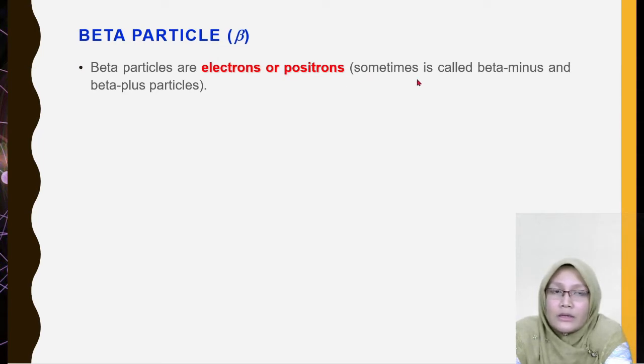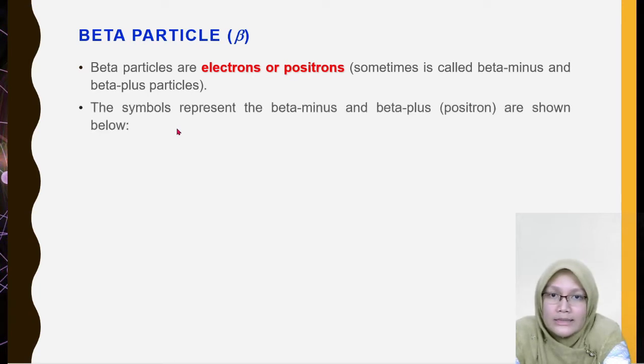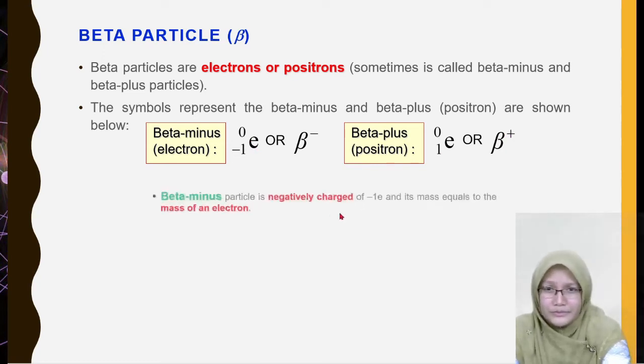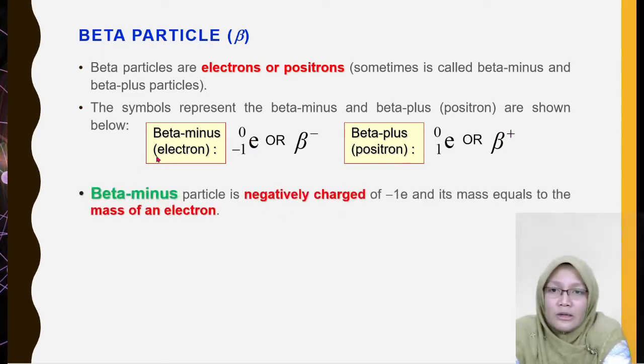Sometimes called beta minus or beta plus particle. Okay, simbolnya macam ni, beta minus ataupun beta plus ataupun elektron. This one positron. Okay, kita tengok dulu beta minus particle. Is negatively charged of negative 1 electron and its mass equal to the mass of electron.